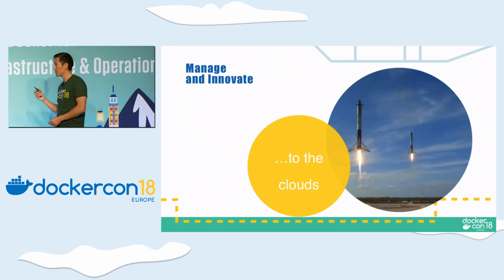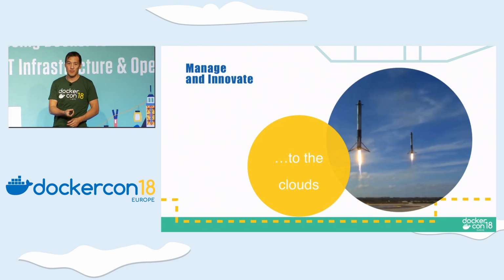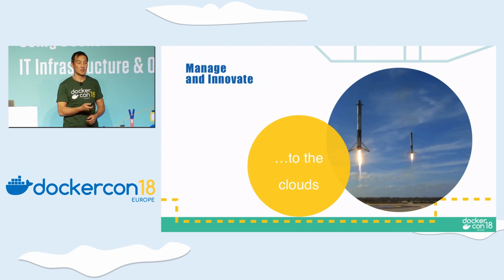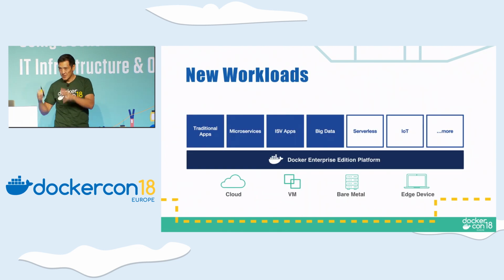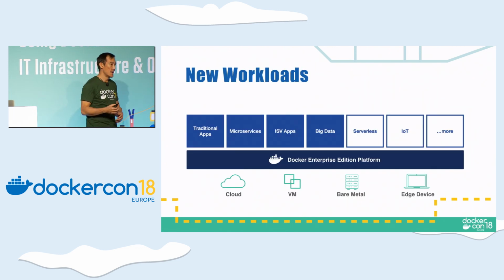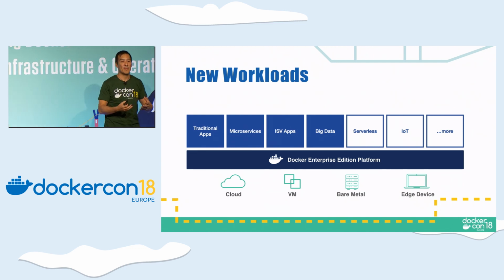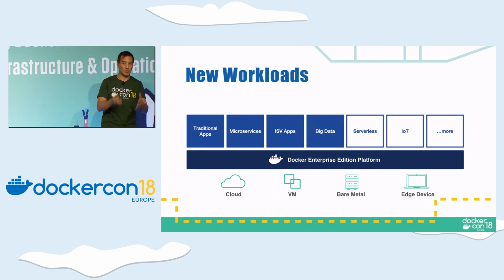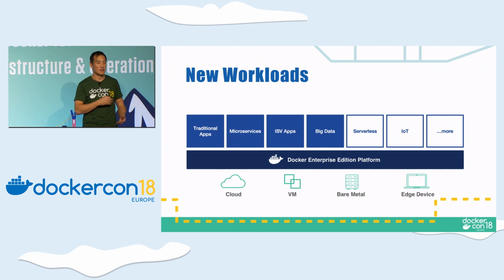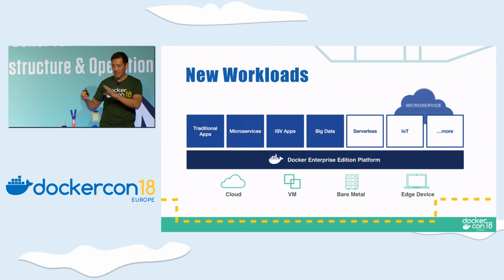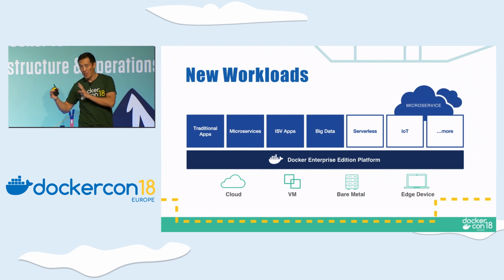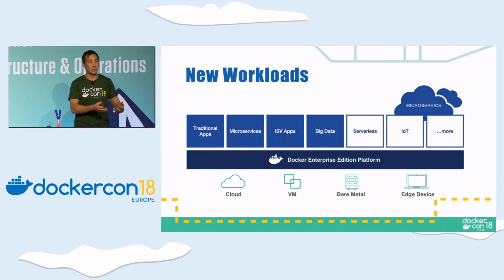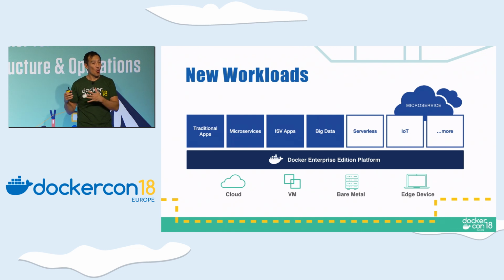Now, the last piece is, once we've realized these savings, we can start to innovate. So you've done your traditional application migrations, and now you can expand those to IoT, to edge computing, to machine learning, and other types of workloads. And then you can even take your monolithic applications, start to break them out into microservices, or start moving them into the cloud.